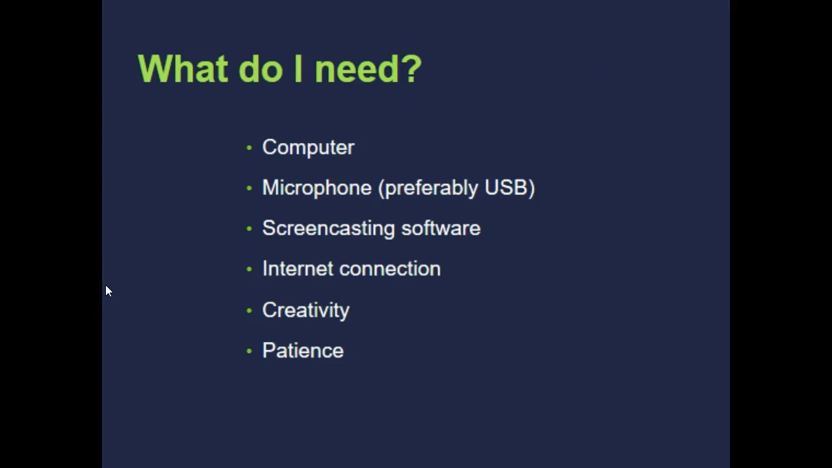So what do you need in order to do a screencast? First of all, you need a computer, a microphone to record your voice, and preferably a USB connected headset with a microphone. That would create the least amount of background noise. Screencasting software, so you need a program in order to do the recording. Internet connection, especially once you're wanting to upload the video into a hosting service, whether it's YouTube, your Google Drive, and so forth. You do need an ounce of creativity and quite a bit of patience, especially in the beginning.